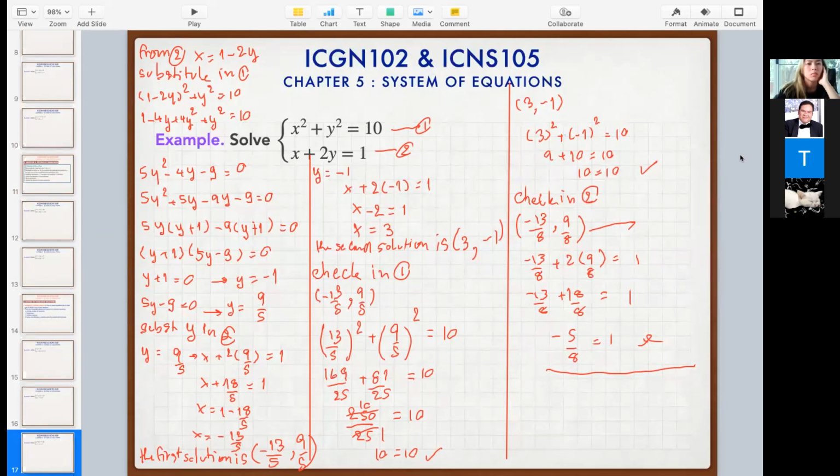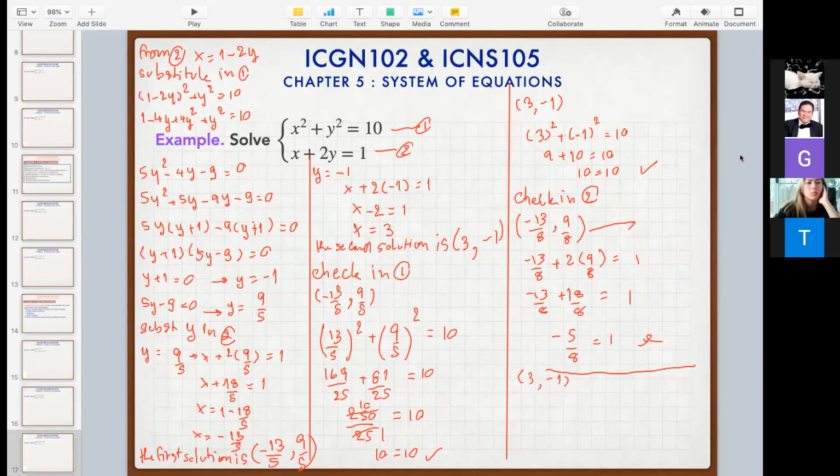we also have to check the second solution, 3 and negative 1, in equation number 2 as well. Teacher, sorry, yes? Isn't it negative 13 over 5 and 9 over 5, right, not over 8? Yeah.